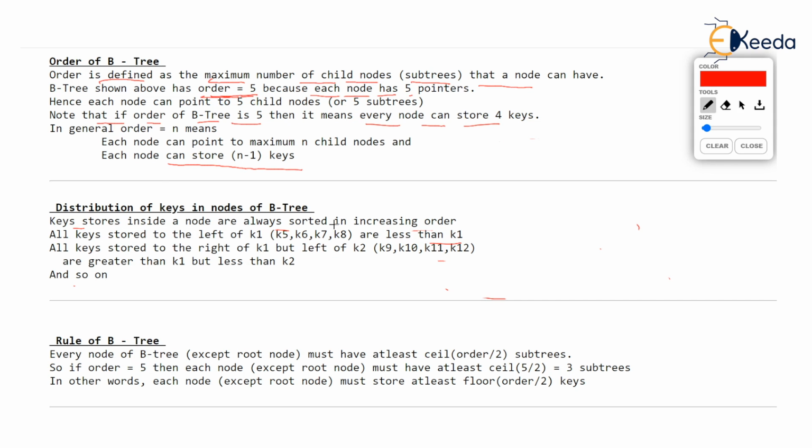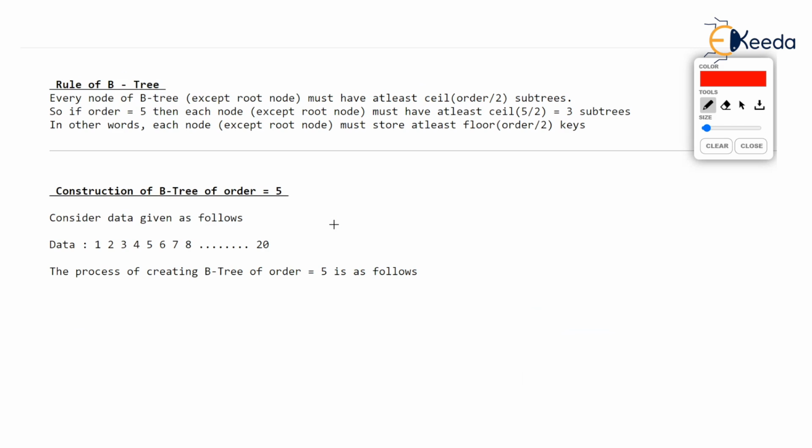Let's see. The rule is every node of B tree except root node. So this rule is not applicable for root node. I repeat, root node doesn't come under this rule. So every node of B tree except root node must have at least ceiling of order by 2 subtrees. Let's see what we mean by this.